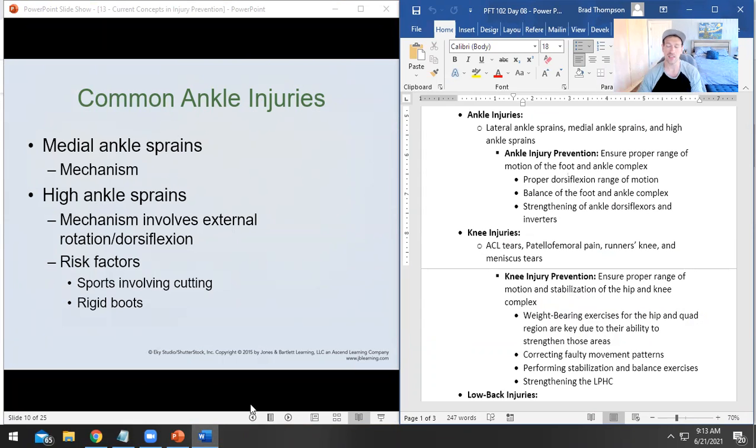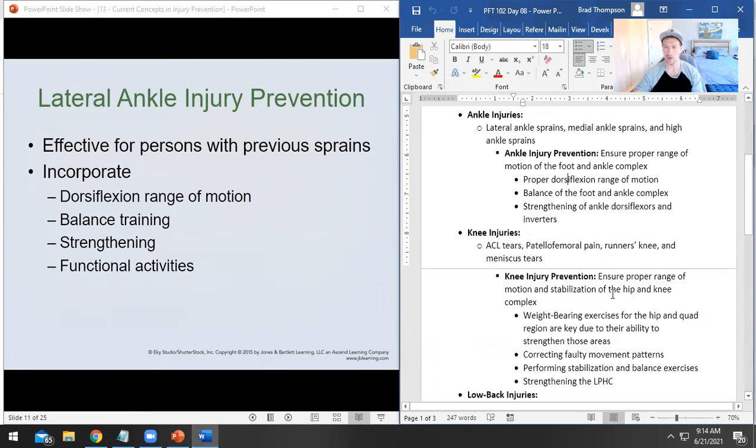Also, you'll see it in military folks who are wearing a really rigid boot, whose foot gets stuck in something because of that boot, and then they twist and turn. That will also cause that problem. So you'll see it in rigid boots. You'll see it in sports that involve really strong cuts while someone maybe pins their foot. Definitely not what we're looking for.